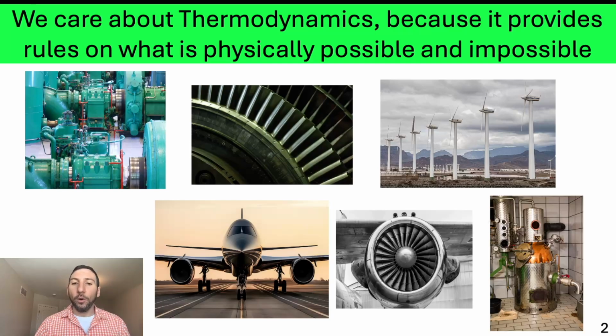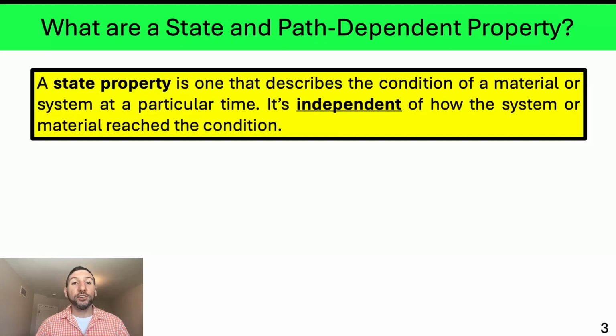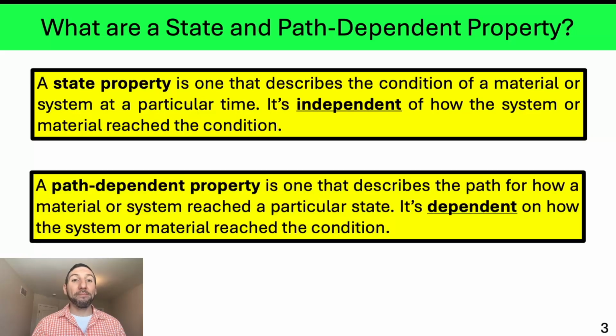In particular, we've got two new ones for today, which are a state property, which describes the condition of a material or system at a particular time. It's independent of how the system or material reaches that condition. So irrespective of how we get there, all that matters is where we are. Conversely, there's also something called a path-dependent property that describes the path for how a material or system reached a particular state, and it is dependent on how the system or material reached that condition.